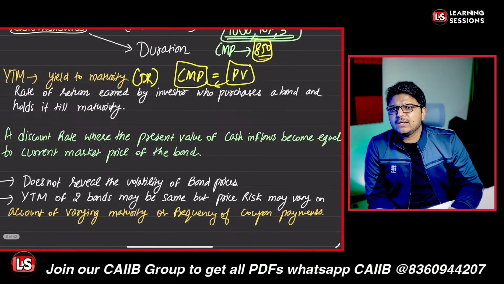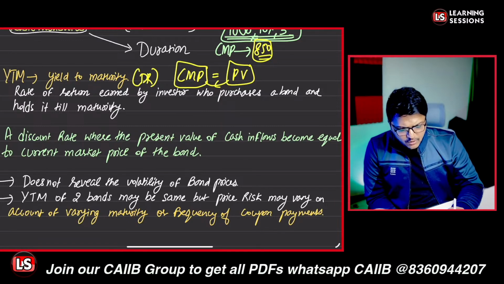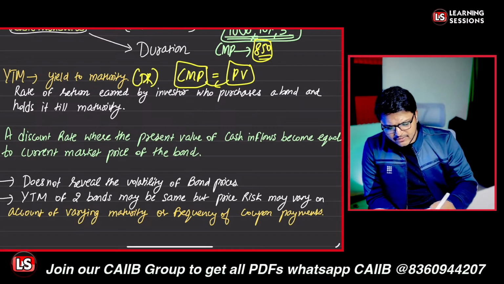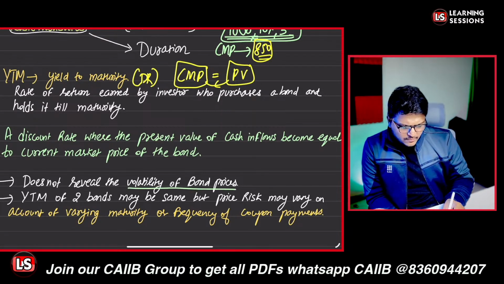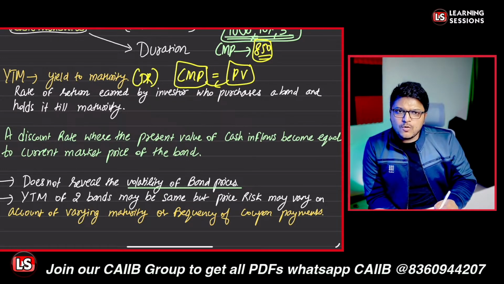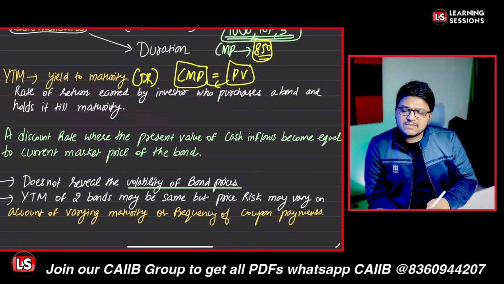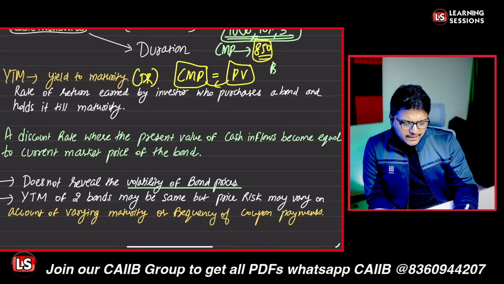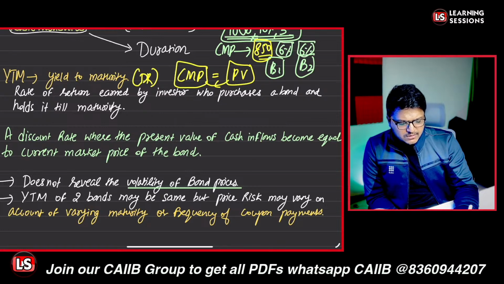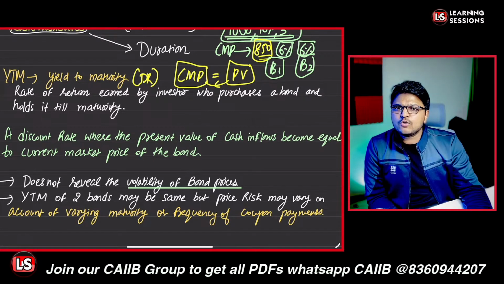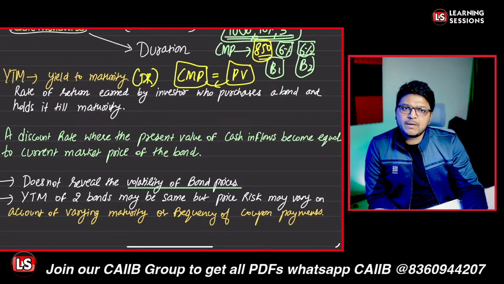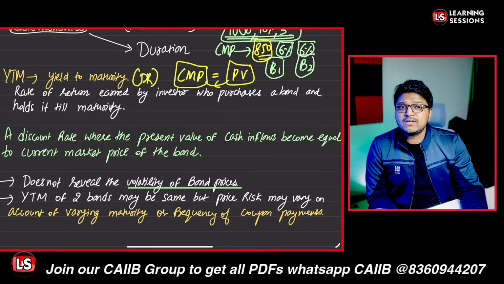And further, it does not reveal the volatility of the bond prices. So YTM never lets us know about the volatility of the bond prices. And the YTM of two bonds may be the same. Let's say YTM of bond 1 is 6%, of bond 2 is 6%. It may be the case, but it may vary on account of varying maturities and the different frequency of coupon payments, right? So it may work differently for different bonds even though the numbers may be the same.